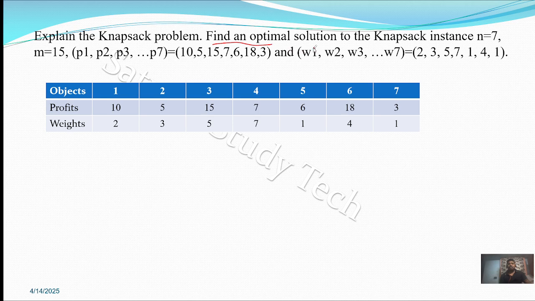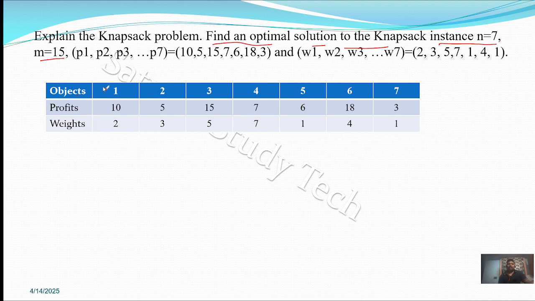Find an optimal solution to the knapsack instance. The number of objects is 7, and the capacity of the bag is 15. There are 7 profits and 7 weights, so you can note them down here. These are the objects, 1 to 7. These are the profits, and this is the weight.